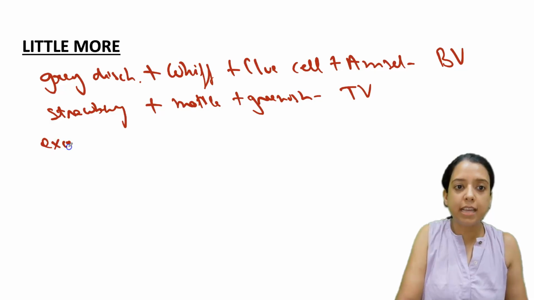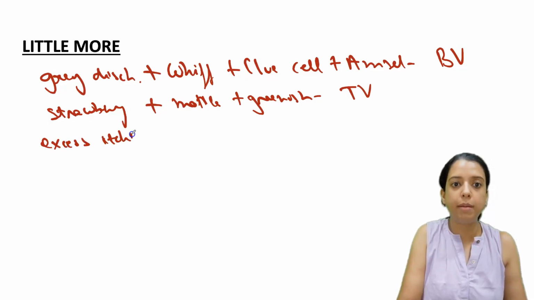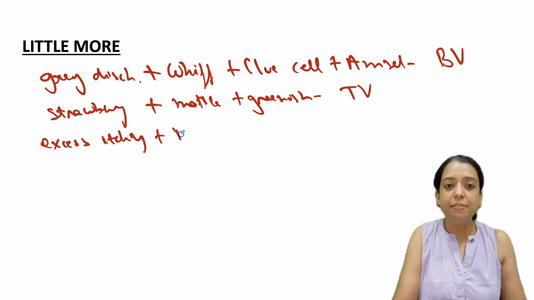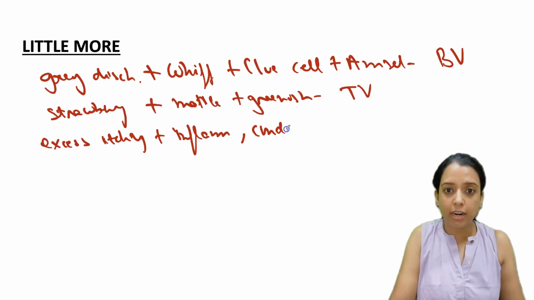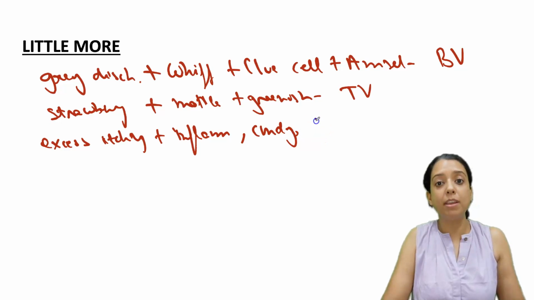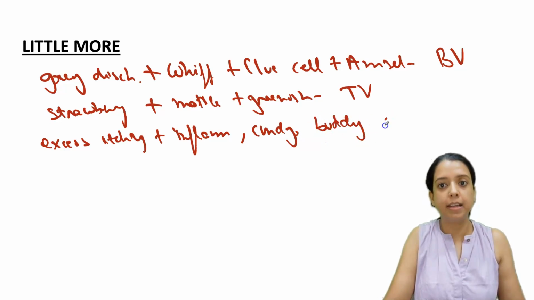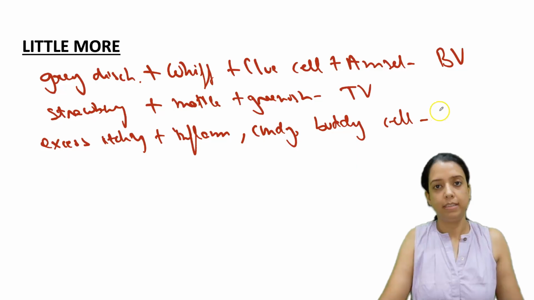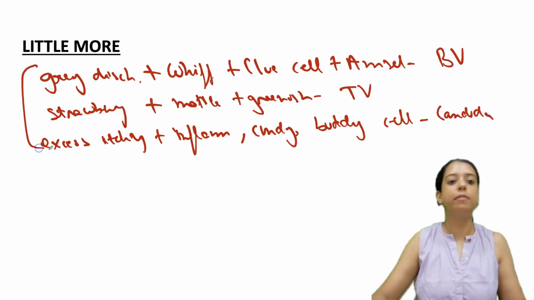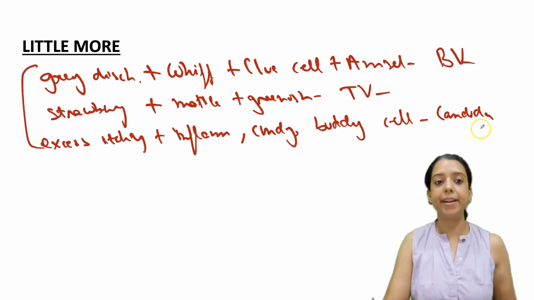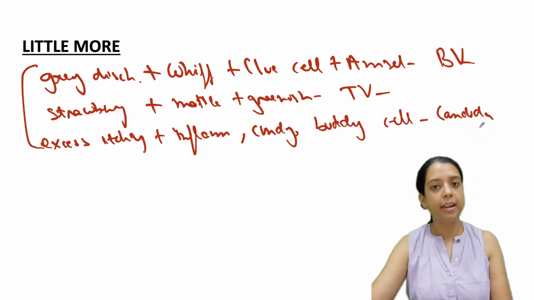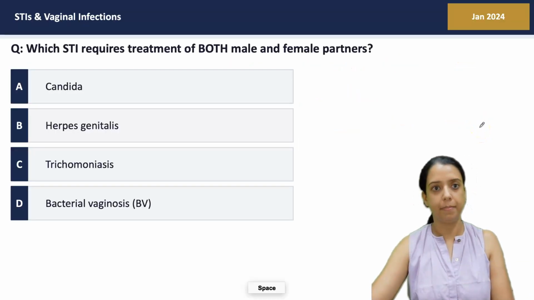Whenever there is excess itching, see all of them have itching, but excess itching, inflammation of the vulva, plus curdy discharge, and on microscopy you see budding cells, it is candida infection. So remember these for various infections. For bacterial vaginosis and Trichomonas, the treatment is metronidazole. For candida, the treatment is antifungal fluconazole.